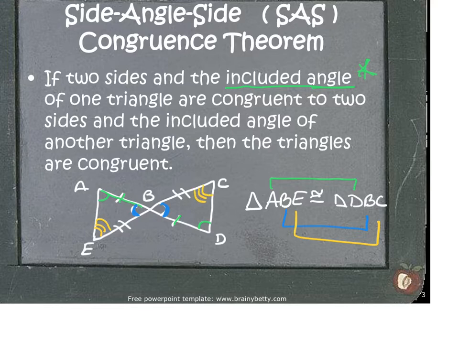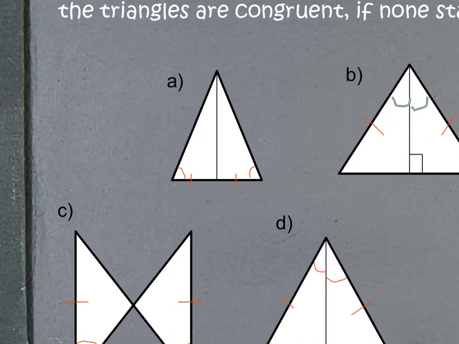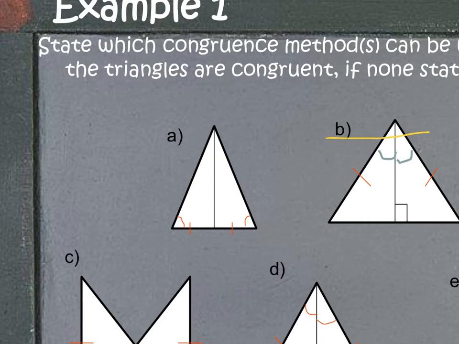So the order of the letters in this statement will tell you which one matches where. All right, so let's take a look at the first one. The instructions say, state which congruence methods could be used to prove the triangles are congruent. If none, state NC. Well, we've only learned one shortcut. So basically, of these 5 examples, we're looking to find which one is side angle side.